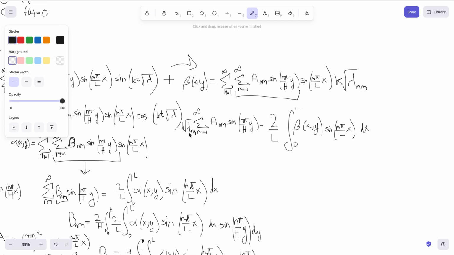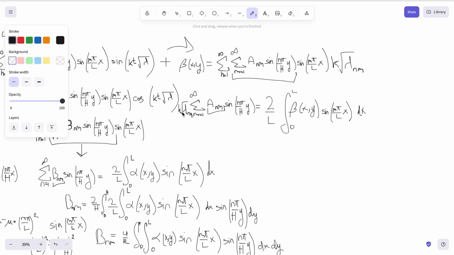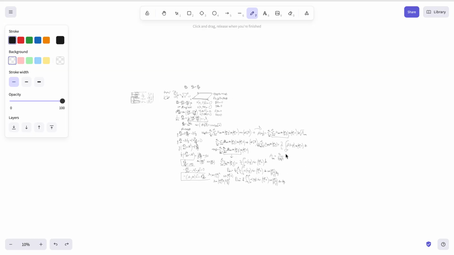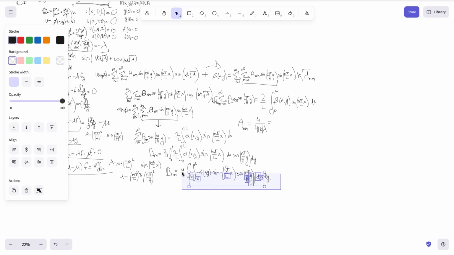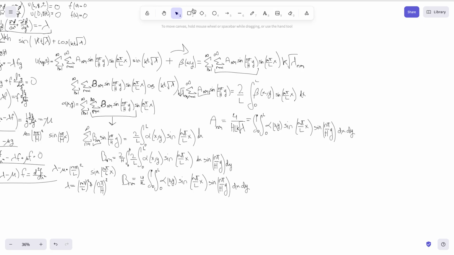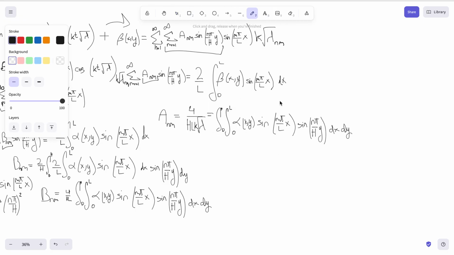And then we can do it again, and we can move the constants to the other side so that we get a sub nm is equal to, pretty similar in form, except it's 4 over h L k root lambda times the integral, here, I'll just copy paste it from here, equals this. Great. dx dy.